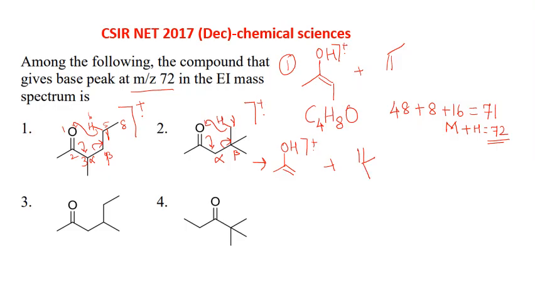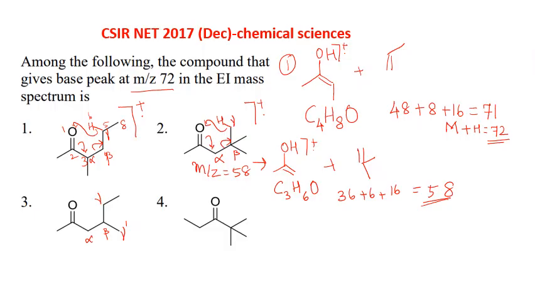Yes. Now for this one, mass, we will check it out. How many carbons are there? 3 carbons. And how many hydrogens? 3 plus 2, 5, 5 plus 1, 6. 6 hydrogens and 1 oxygen. So mass will be 12 into 3 is 36, plus 6, plus 16, so the mass will be 58. So m by z of 58, it will give the fragment which is having the m by z of 58.